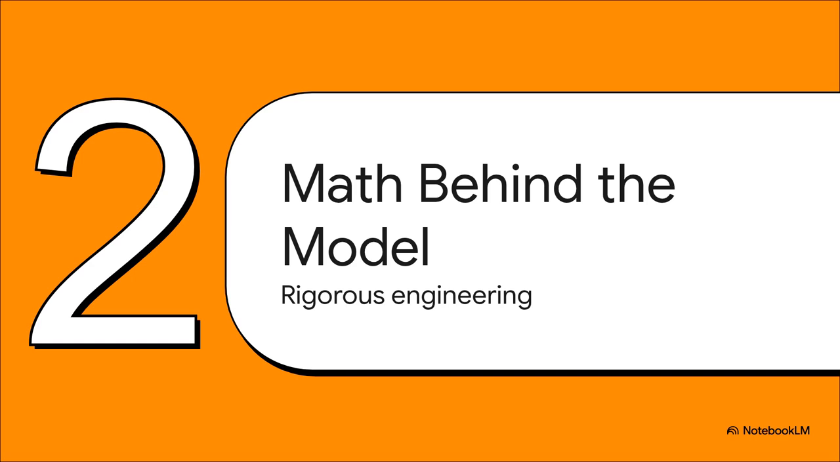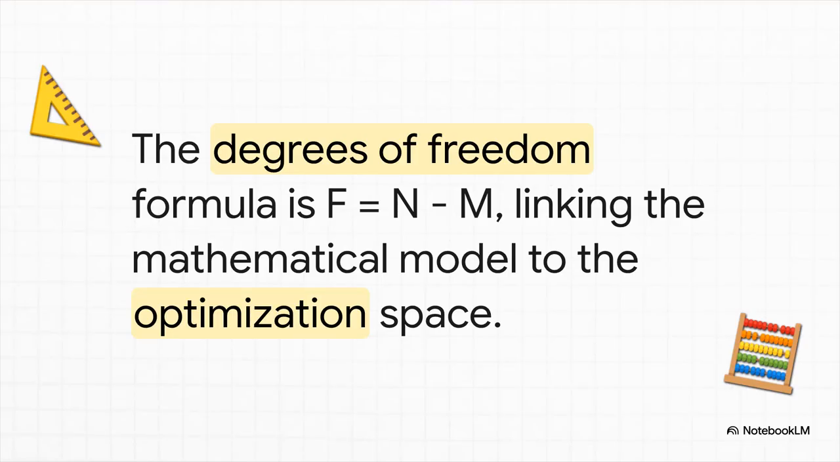Section 2, the math behind the model. This is where we replace that human intuition with rigorous engineering. To optimize anything using math, you absolutely need a model, an abstract representation of your system using equations. And the very first link between that mathematical model and actual optimization is this deceptively simple formula, F equals N minus M. Here, F represents the degrees of freedom. N is the number of variables in your system, and M is the number of independent equations. Basically, the degrees of freedom tell you exactly how many variables you actually get to freely choose or manipulate.